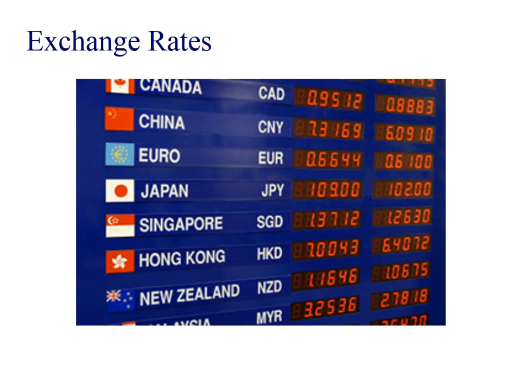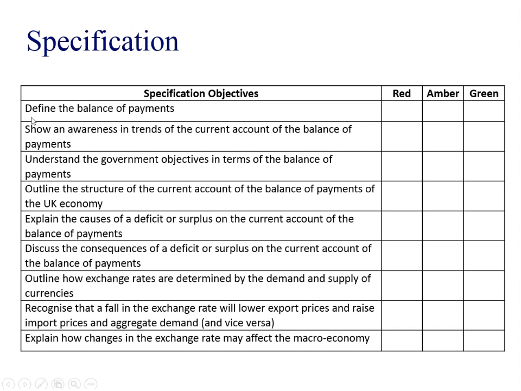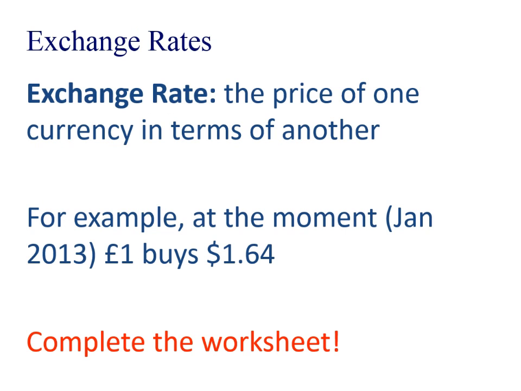This is a relatively straightforward part of the specification that students often get mixed up with. You can see lots of specification objectives, but it's just these three that we're looking at in this presentation. It does feed into the area on the balance of payments and the current account, so it is an important part of the specification, even though it's small.